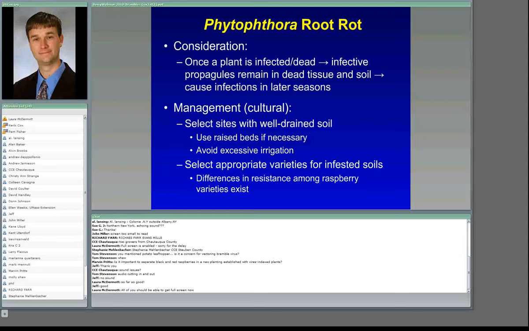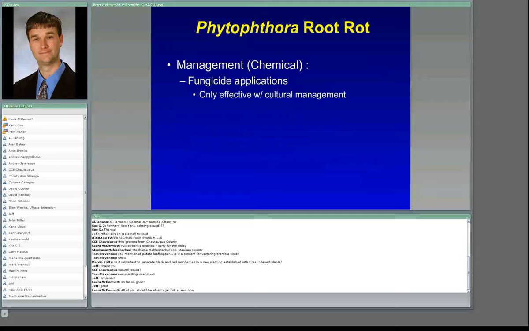Chemical. There are things you can do chemically to manage Phytophthora. However, these are only going to work with good cultural management practices. If you're trying to grow these things hydroponically, it won't matter how much fungicide you spray. Phytophthora, if it's present, will still overwhelm the system. One of the materials is called mefenoxam. It's called Ridomil Gold. It usually involves autumn soil application. However, there is a strong propensity for fungicide resistance development to this.